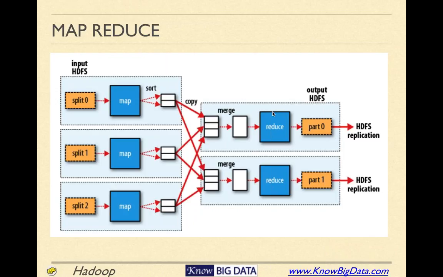What if you have three reducers? How many total number of transports will happen if you have three reducers? Anybody?